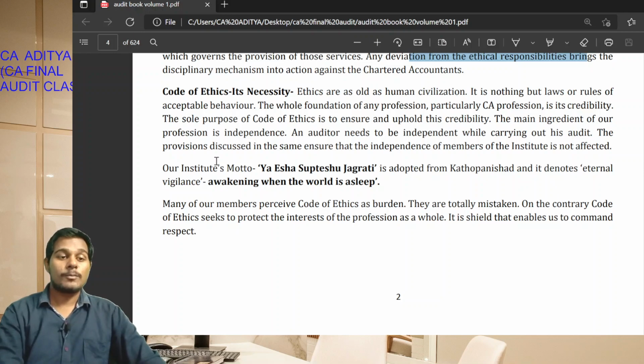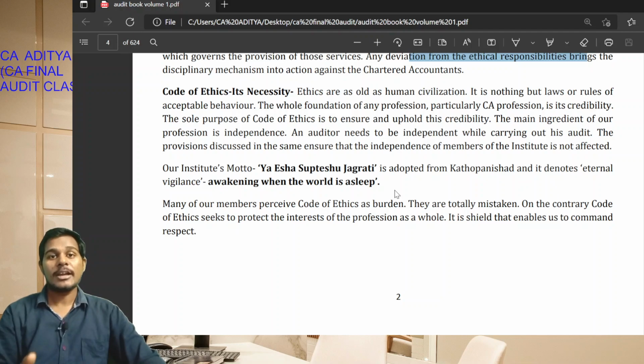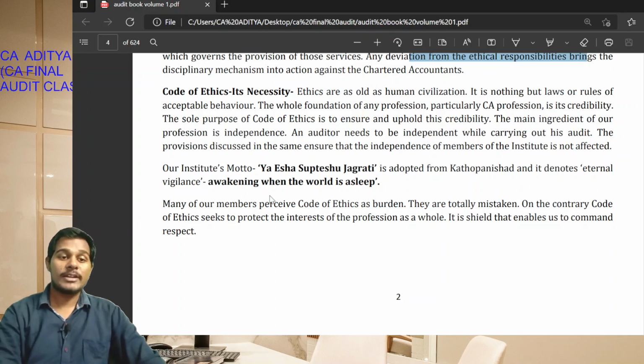Okay students, our institute motto is Ya Yeshu Suptesu Jagrati, adapted from the Kathopanishad. It denotes eternal vigilance, awake when the world is asleep. See students, when the entire world, the people, are sleeping, we, the chartered accountants and auditors, should be awake. That is what is provided in this sentence. We have to stay awake and see whether, in the financial statements or the internal controls, there are any frauds or errors happening.